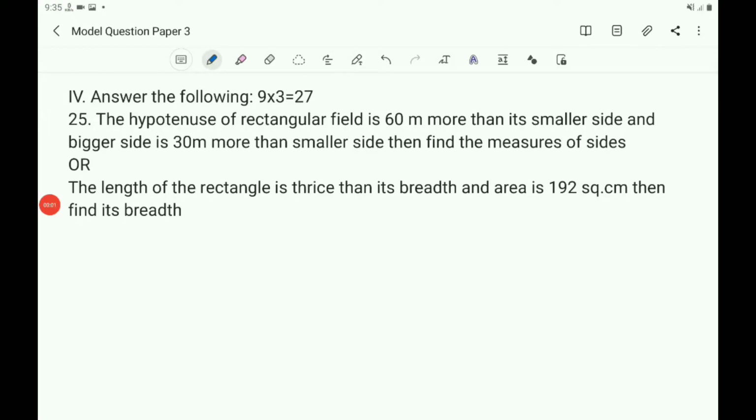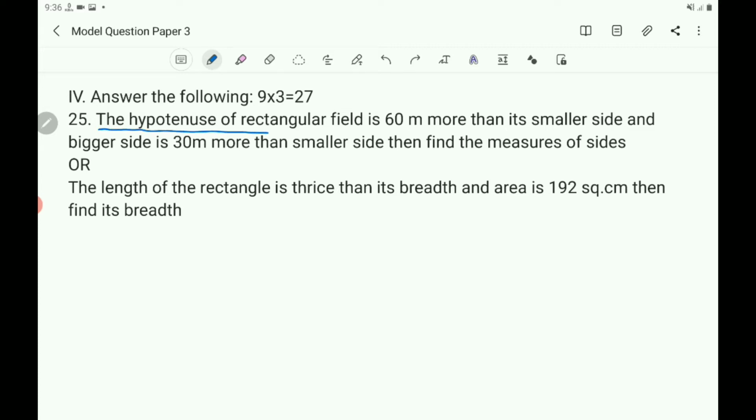Dear children, let us continue the solution of the model question paper 3. Now the 3 marks questions. There are 9 three-marks questions, totally 9 into 3, 27. The 25th question is a 3 marks question. Read that question carefully.